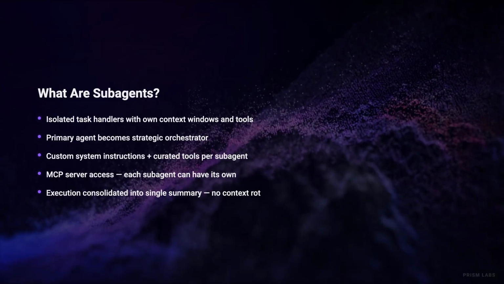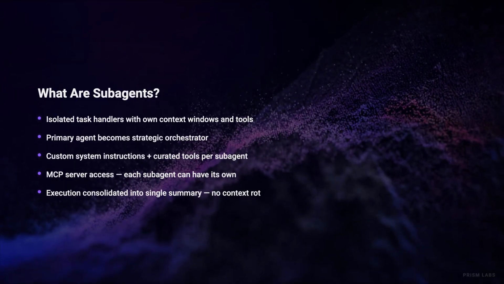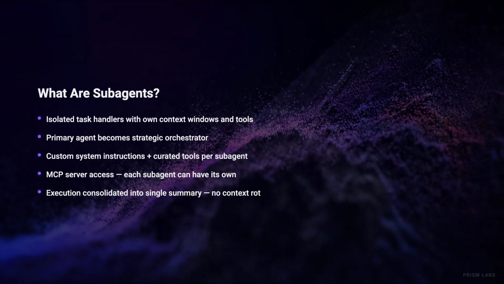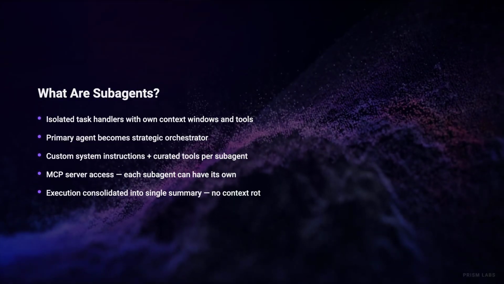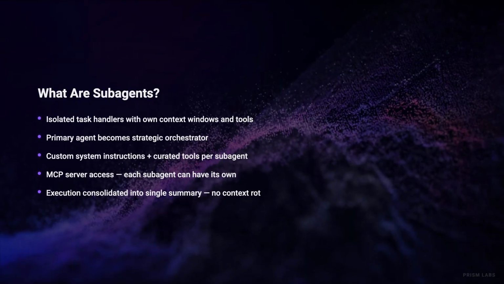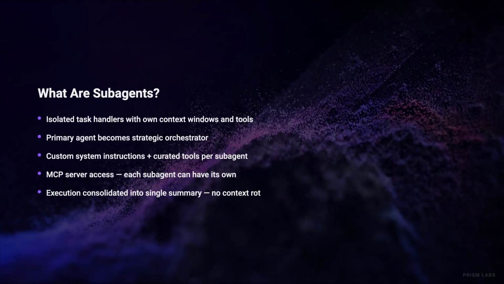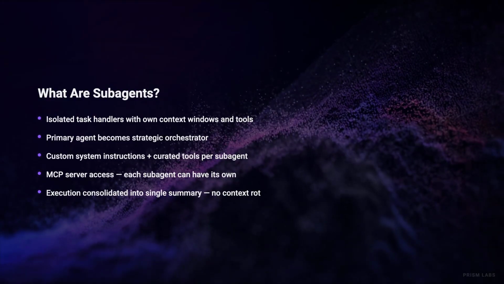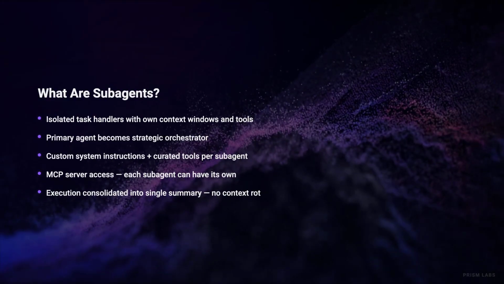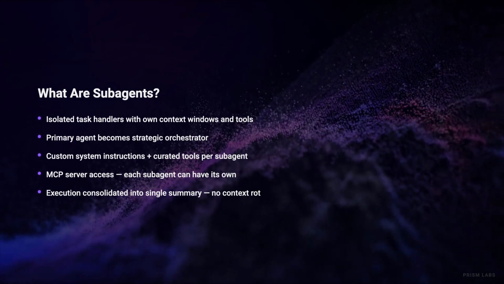Your primary agent becomes a strategic orchestrator. It focuses on the overall goal, makes high-level decisions, and coordinates work. When it encounters a task that requires specialized expertise, a deep codebase investigation, a batch refactoring job, a front-end audit, it delegates to the most relevant subagent.